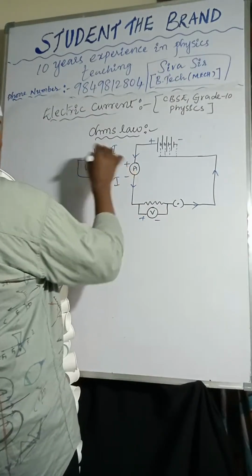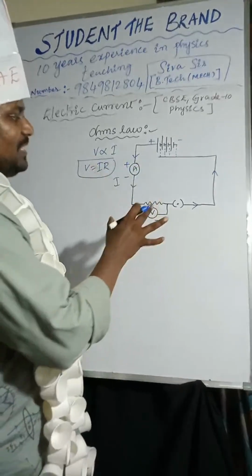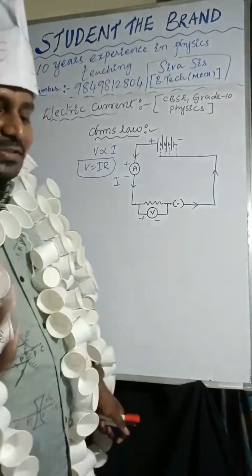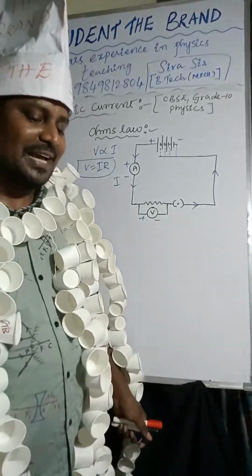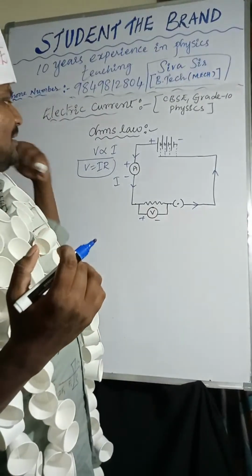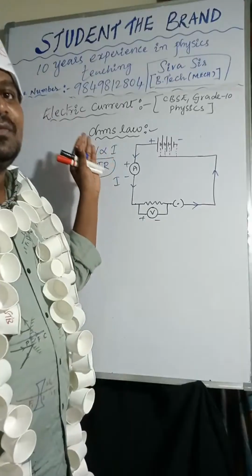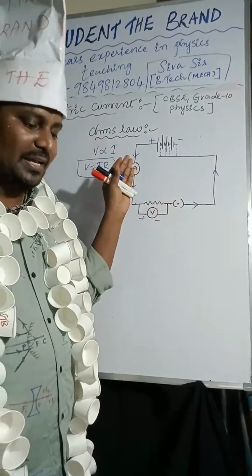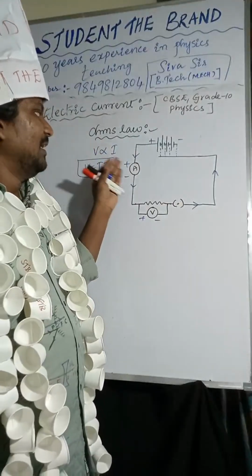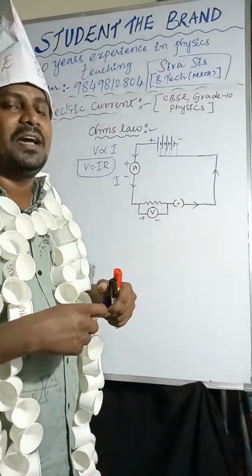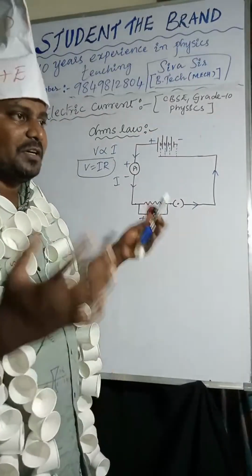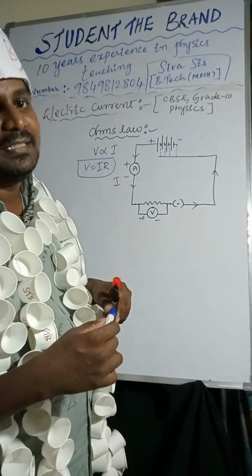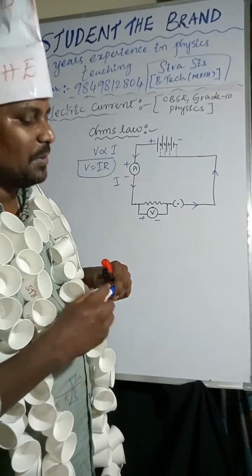So the potential difference across the ends of the given metallic conductor is directly proportional to the current flowing through it. V is directly proportional to I, V equal to IR.